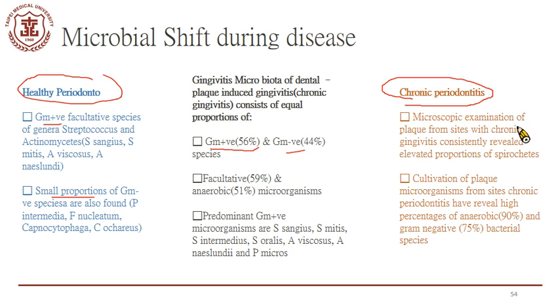But once we move into chronic periodontitis, a microscopic examination of plaque from sites with chronic periodontitis consistently reveals elevated proportions of spirochetes, and cultivation of plaque microorganisms from these sites has revealed a high percentage of anaerobic, 90%, and gram-negative, 75%.